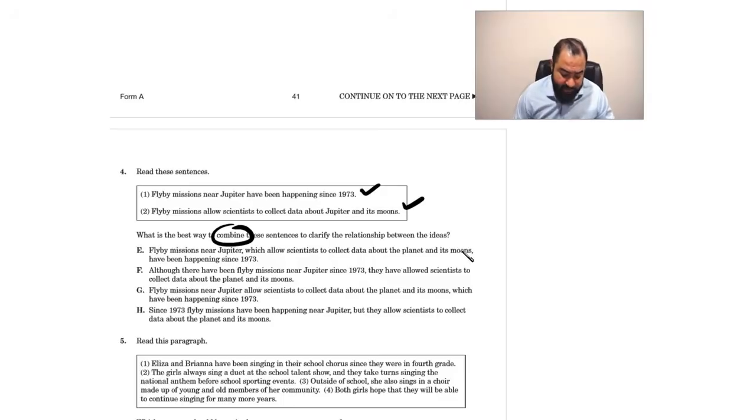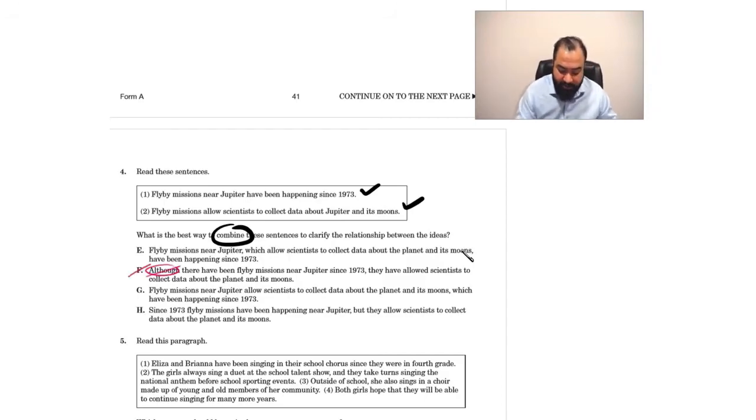So let's look at E. Flyby missions near Jupiter, which allow scientists to collect data about the planet and its moon, have been happening since 1973. Now guys, do you see a non-restrictive clause here? Yes, the part that says "which allow scientists to collect data about the planet and its moon." This is an extra piece of info. They use 2 commas to offset it. If I remove it, it still makes sense: flyby missions near Jupiter have been happening since 1973. So nothing wrong with this sentence yet. Let's look at the other options. F says "although." The word "although" is negative, something contrasting. This is not a contrast.